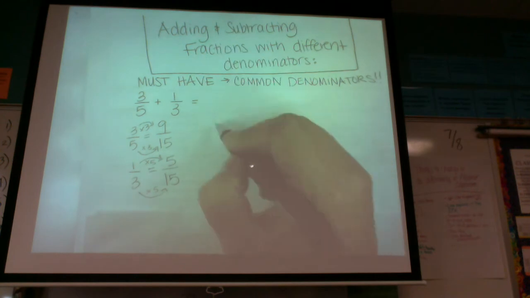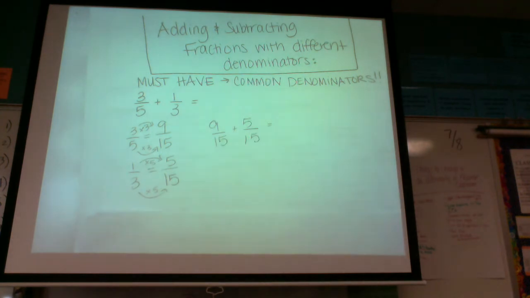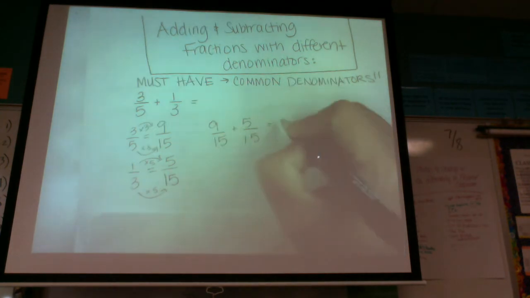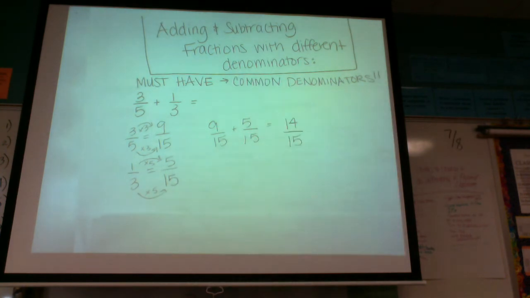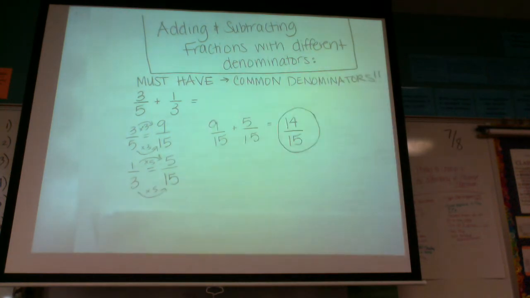And now I'm going to add those together. And I'm going to rewrite my problem just so I can see it. So 9/15ths plus 5/15ths. 9 plus 5 is 14/15ths. And your last step's always, can you simplify? For this one, this is simplified as far down as it can go already. So that would just be your answer.